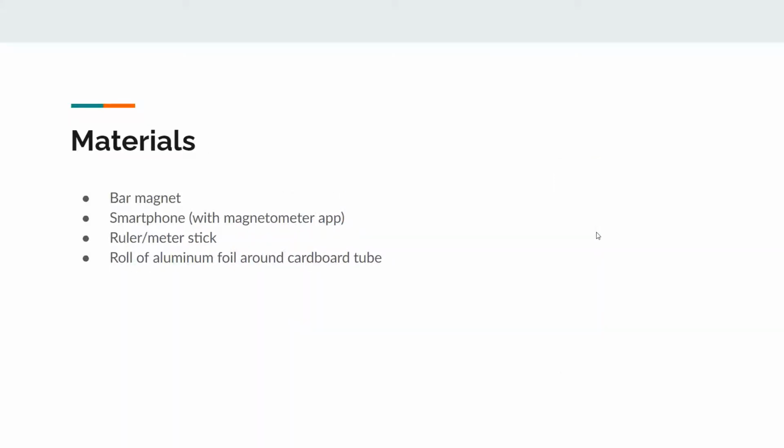The materials that we used were a bar magnet, a smartphone with the magnetometer app, a ruler or meter stick, and a roll of aluminum foil around the cardboard tube.